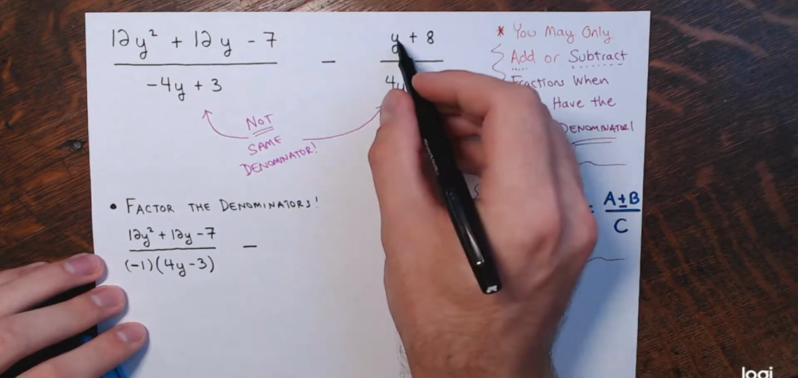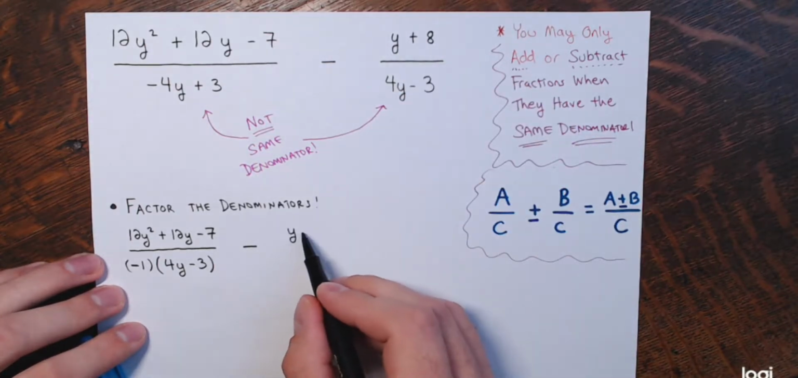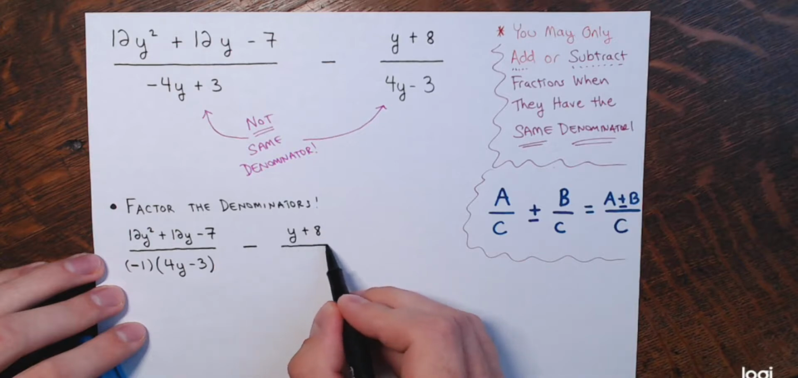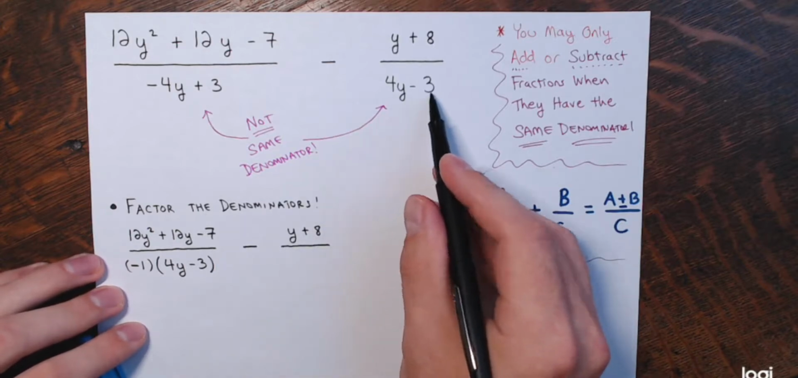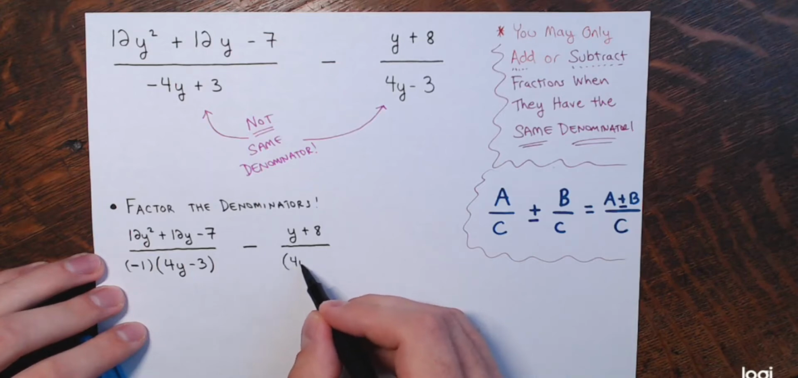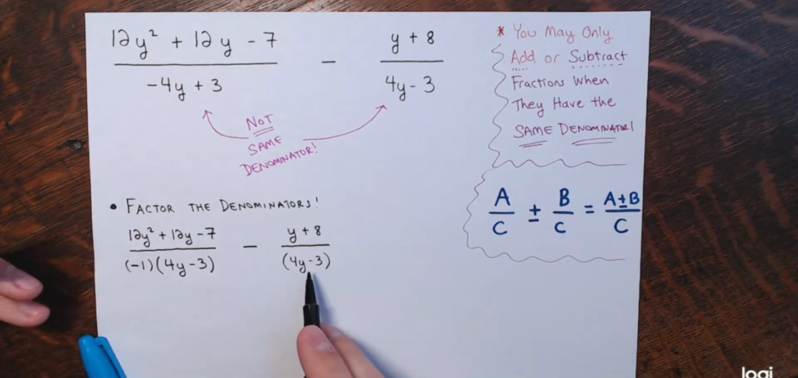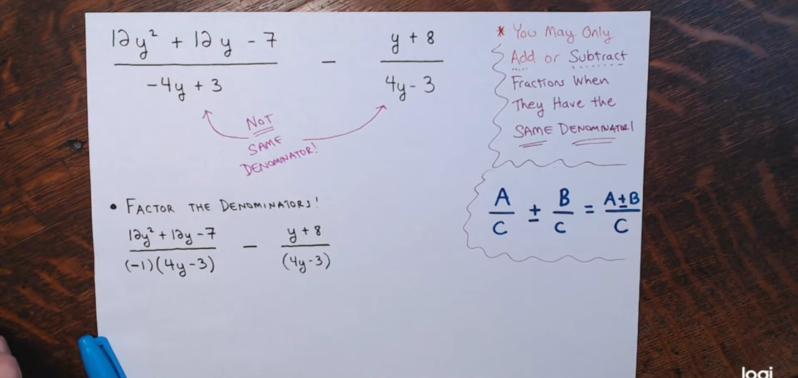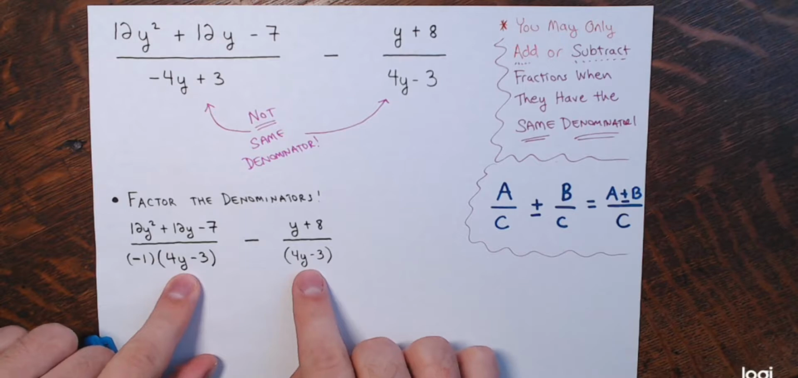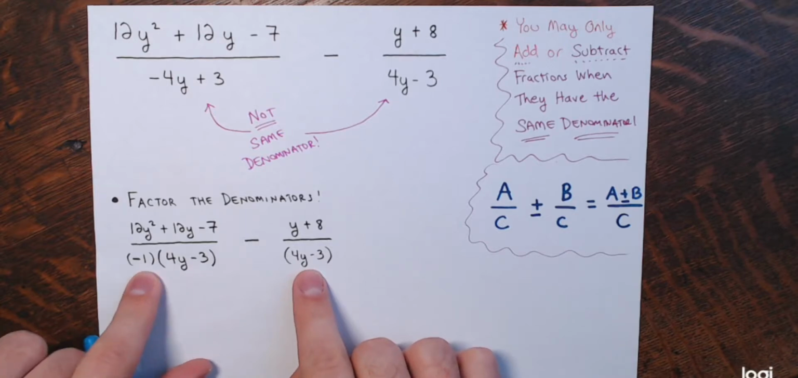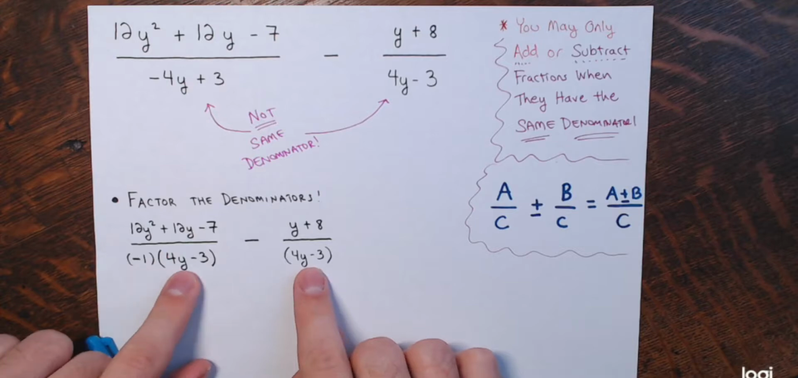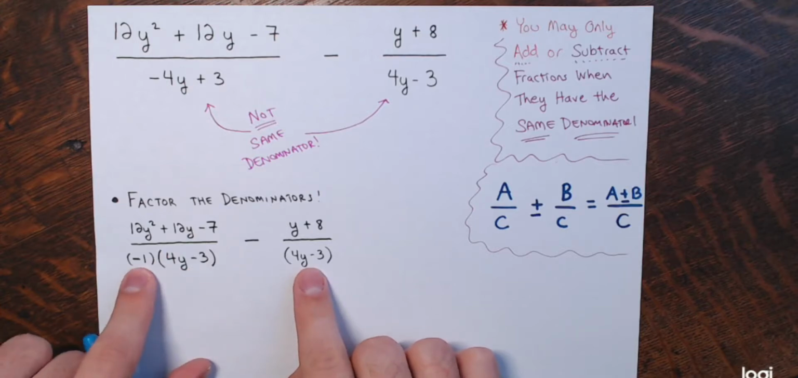minus, and then again, I'm not touching the numerators yet. Y plus 8 is still the numerator of that second fraction. And the denominator, 4y minus 3, is as factored as it gets. And because it has multiple terms, I'll put parentheses around it, right? You really don't have to since it's the only factor, but I will. So now you can see that we're almost there, right? These denominators are almost the same, but they're actually just opposites. They're the same denominator, it's just one of them is multiplied by negative 1. And when you multiply by negative 1, you get an opposite expression. All right, so here's how we fix this.